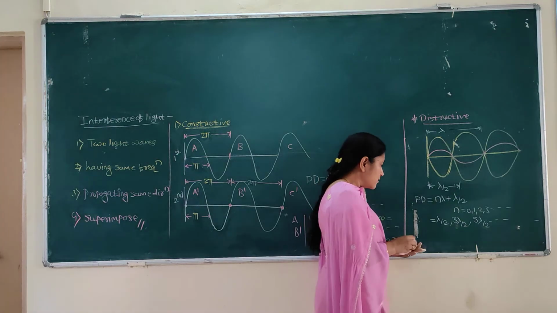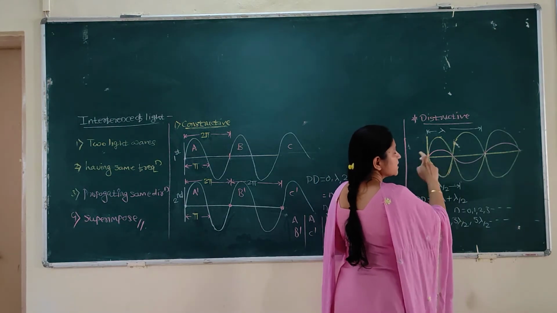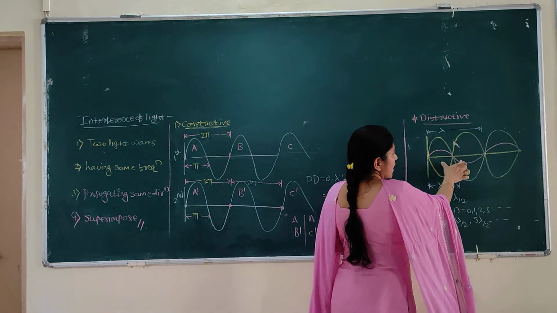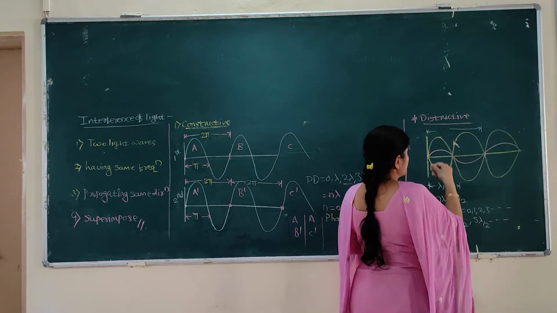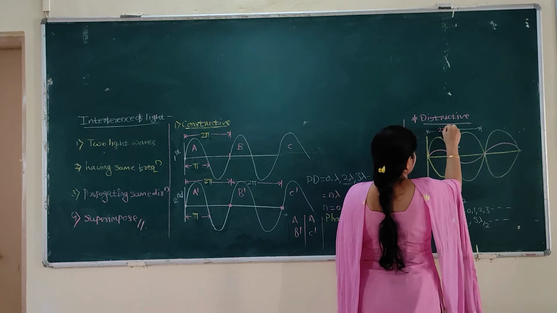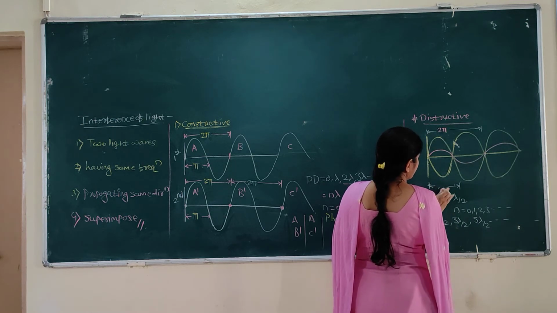Understood? Now, after that, phase difference for destructive interference, which is in terms of path. So, here, instead of this lambda, we can write 2 pi. And this is pi.